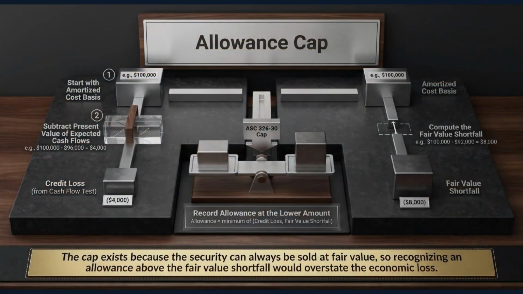Now we add the allowance cap. The credit loss allowance cannot exceed the fair value shortfall, which is amortized cost minus fair value. First, calculate the credit loss using expected cash flows. Then, calculate the total fair value shortfall. The recorded allowance is limited to the lower of those amounts. The reason is economic. If the security can be sold at fair value, recognizing an allowance beyond the fair value shortfall would overstate the loss. The cap is like a ceiling. In accounting, we like ceilings when they prevent overstatement, but not when they hide evidence.